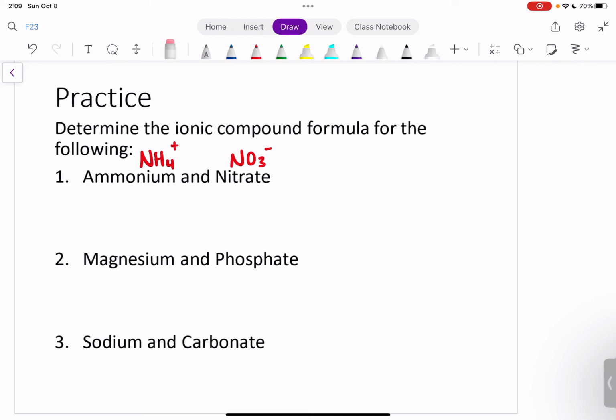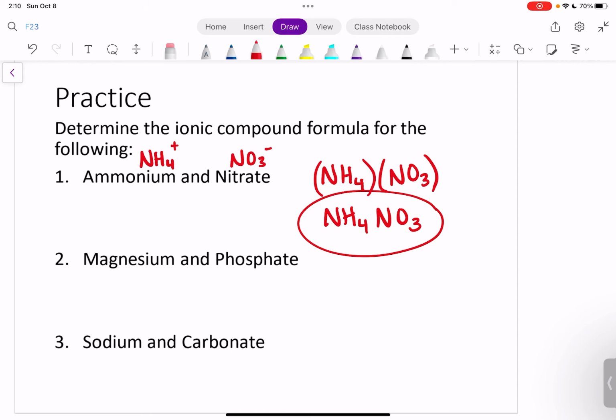So when these two bond together, we've got a positive charge here and a negative charge here. So that looks like just a 1-to-1 ratio, right? Those charges are going to cancel out. So we can write NH4 and NO3. You'll also sometimes see it written with parentheses. Both are correct, but I'm putting the parentheses there to show you which one's which for your polyatomics. But we only need one of each, so you could totally write it like this as well.